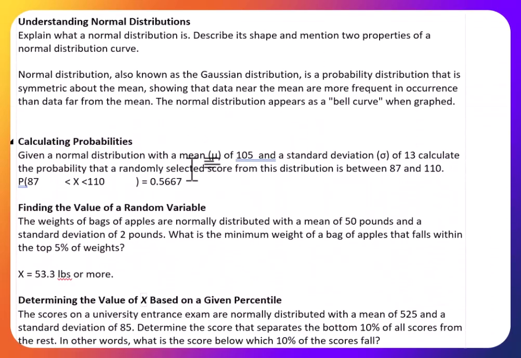Okay. Let's review everything that has to do with the normal probability distribution. Explain what a normal distribution is. The normal distribution, also known as the Gaussian distribution, is the probability distribution that's symmetric about the mean, showing that data near the mean are more frequent in occurrence than data far from the mean. The normal distribution appears as a bell-shaped curve when graphed.